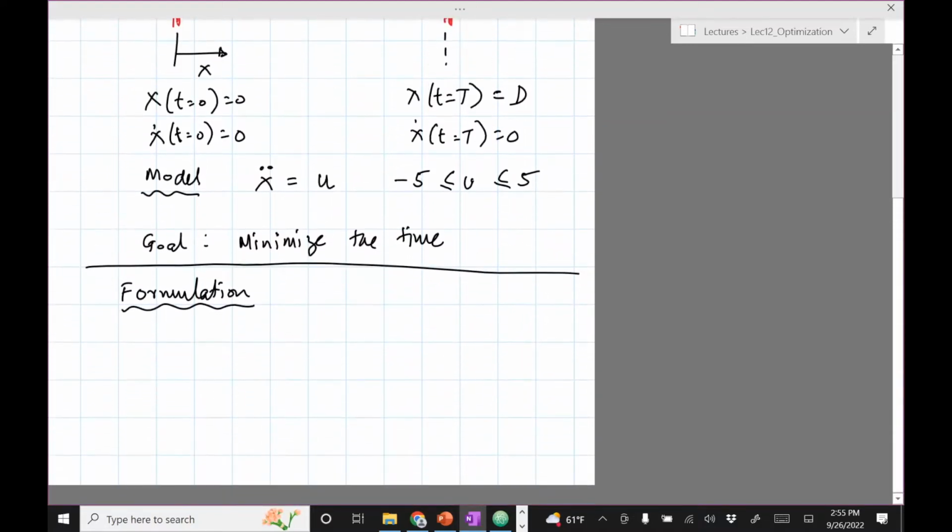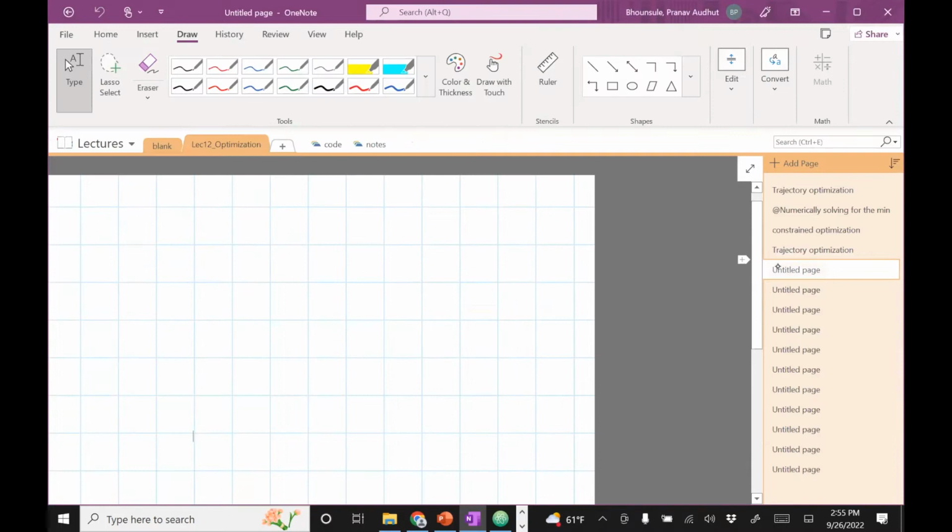Well, for the formulation, we have to minimize the time. So I need to integrate the time. Now that is clearly simply T, right? I don't really need to put the integral there. I just wrote it down, it doesn't really matter. Now minimize this integral. And the question is, what are my optimization variables?